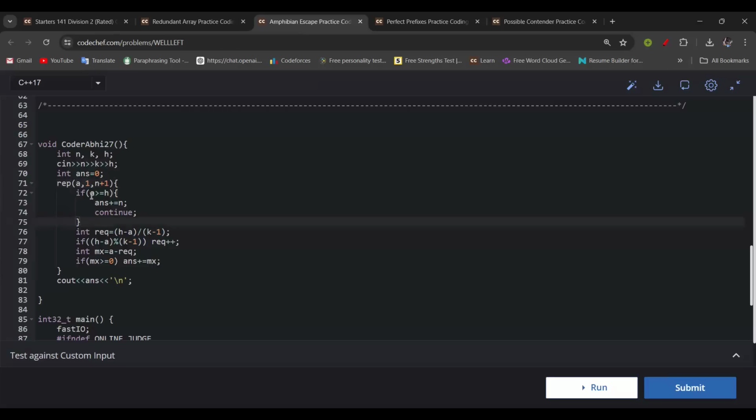And then the first thing is, if in one step only you are able to come out, if a is greater than h, it means you can take any b, it does not matter. You would always come out in one step, and k is always greater than or equal to 1.